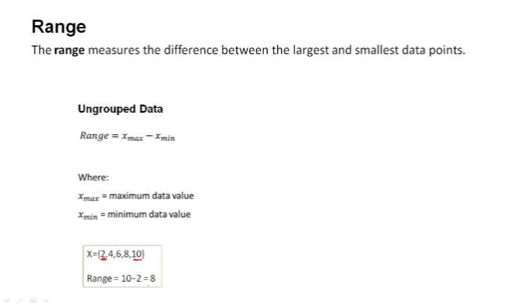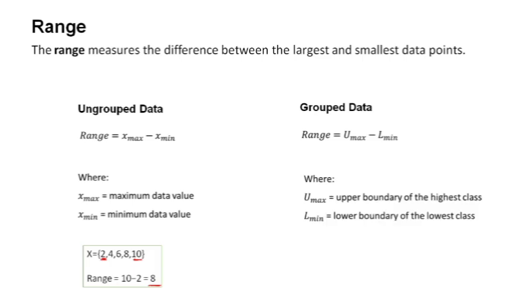So that is nothing but the range. So calculation of the range for the grouped data, the same formula is used, but here we are taking the limits as the data is given in the class intervals. So that's why we have to take the lower limit and upper limit of the class, where Umax is the upper boundary of the highest class.